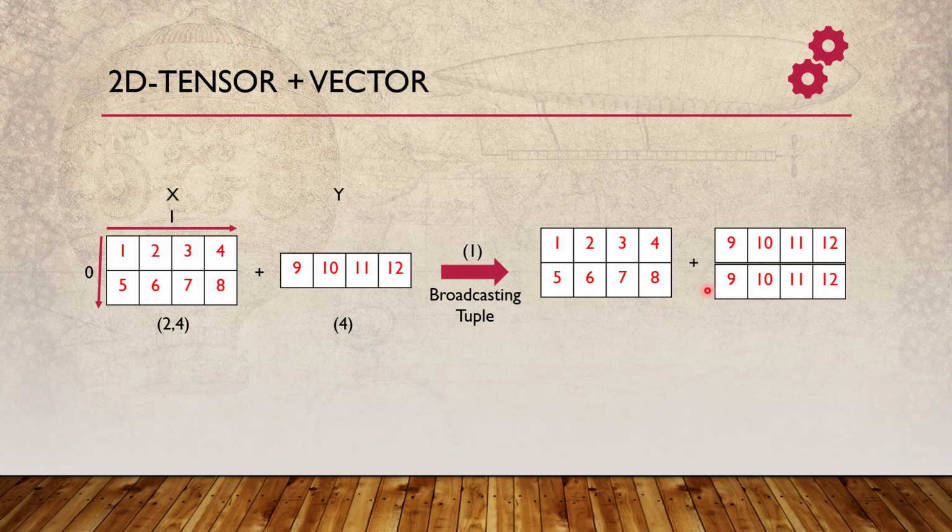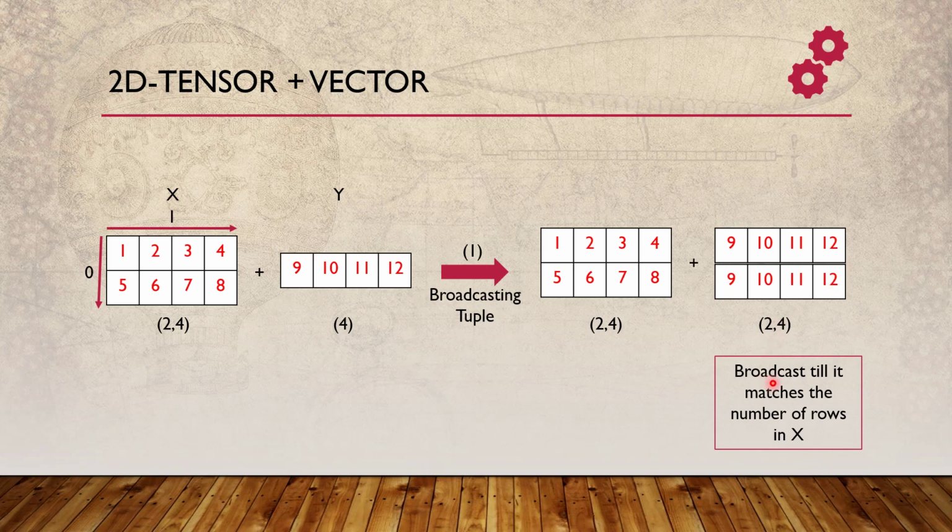In this case we have gone through dimension 1, so we kept y as is and then repeated y row wise to make it 2, 4 as well. We just broadcasted till it matches the number of rows in x. If you see the repetition we have done, we are stacking y vertically. So that is dimension 1 wise broadcasting.